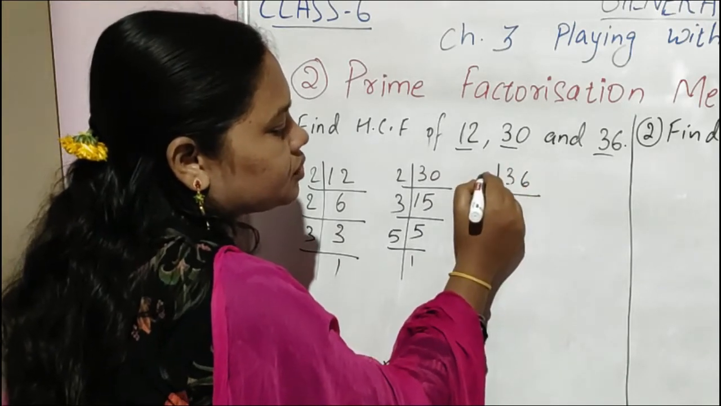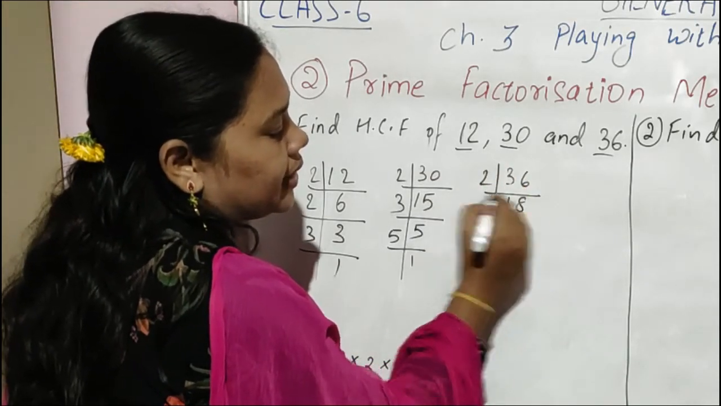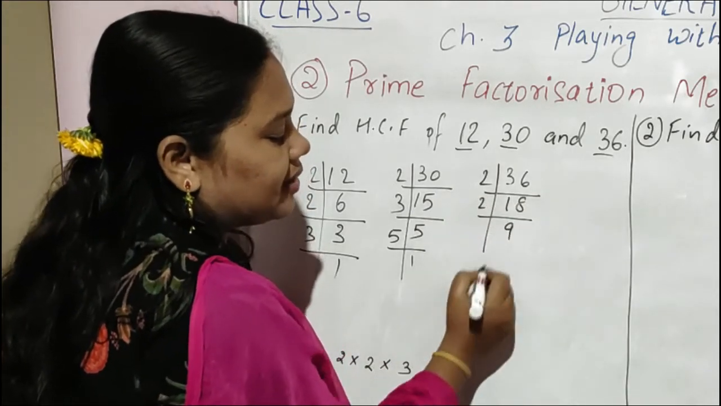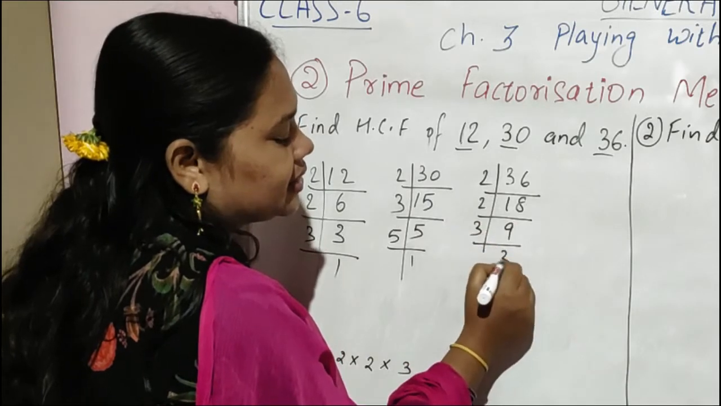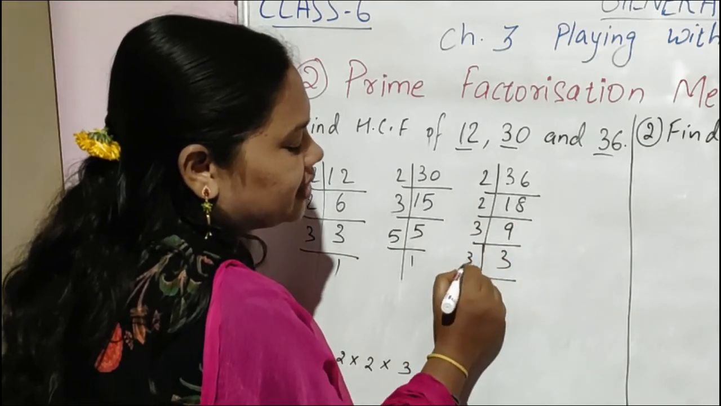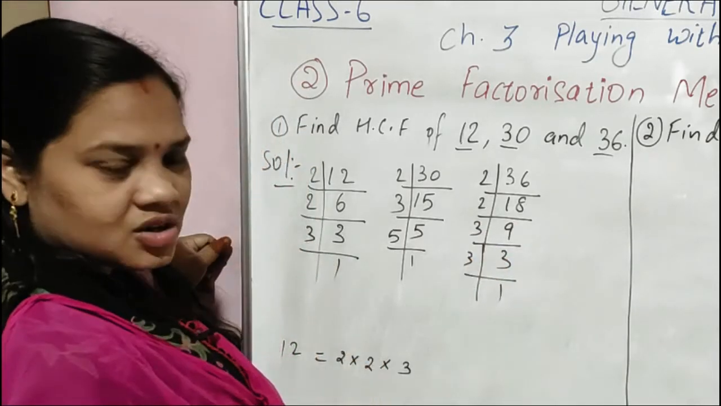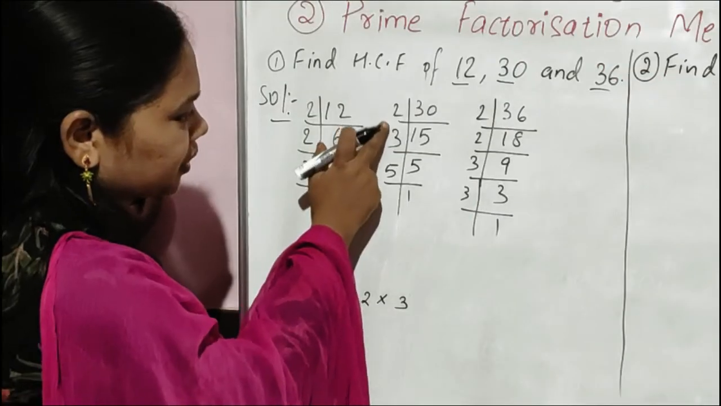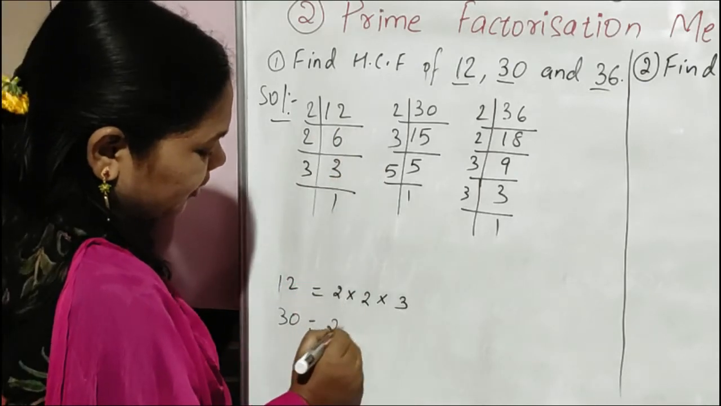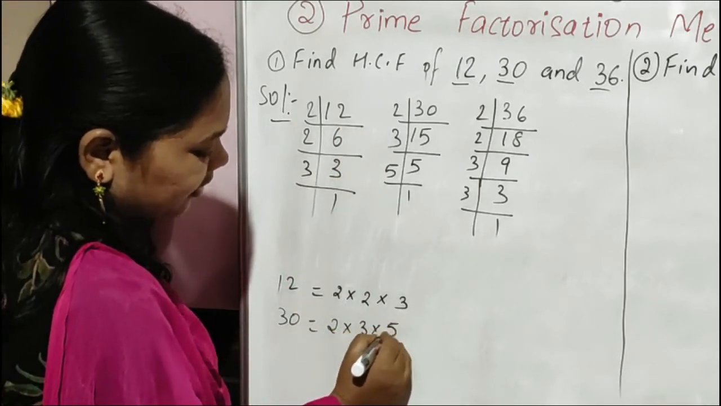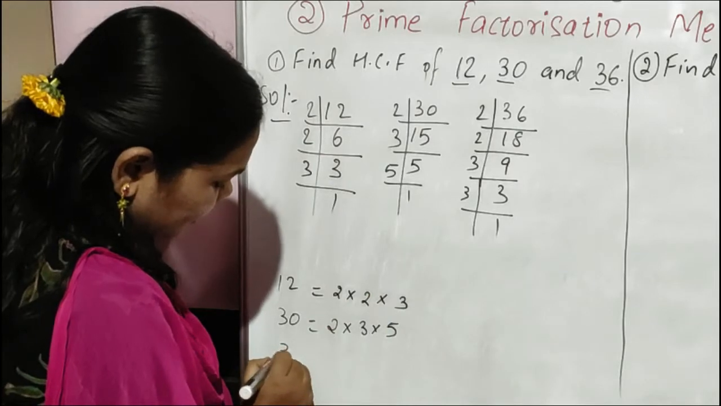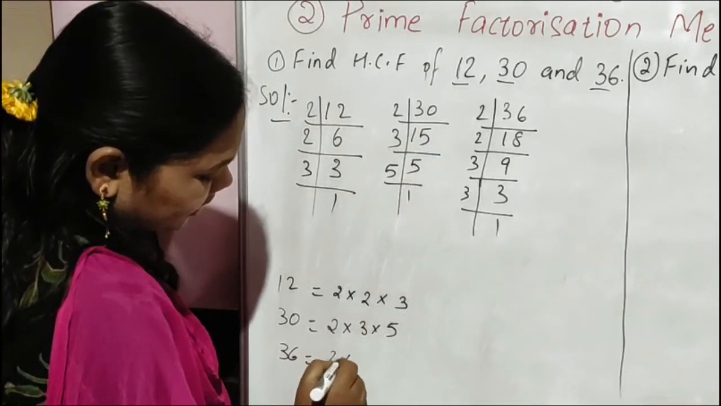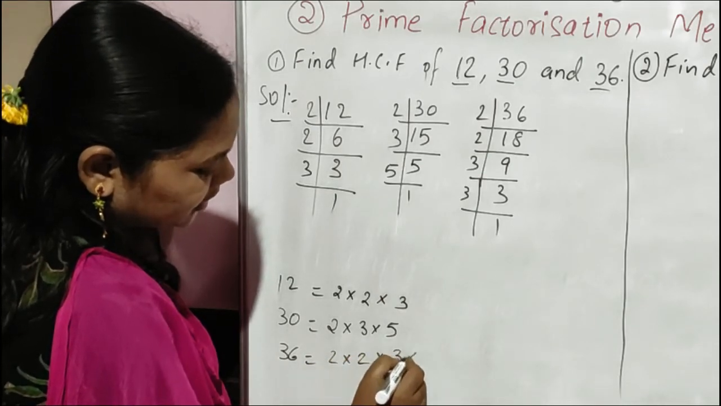So 2 18s are 36, 2 9s are 18, 3 3s are 9, 3 1s are 3. Is it no? So we can write 30. 30 how? 2 into 3 into 5. Then 36: 2 into 2 into 3 into 3.